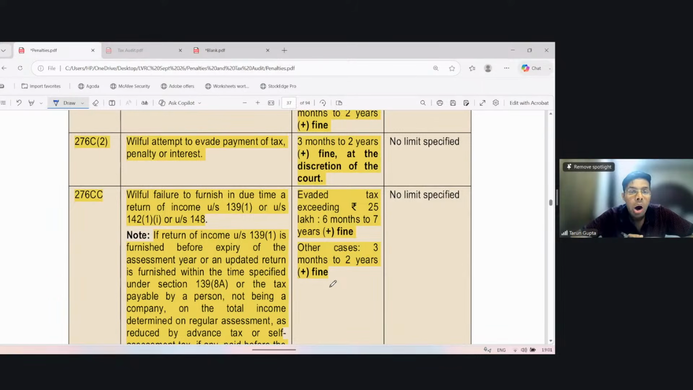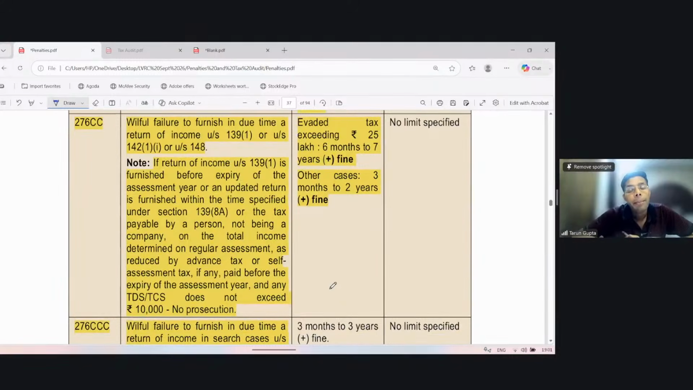Okay. However, if the return of income under section 139(1) is furnished before the expiry of the relevant assessment year, or an updated return is furnished within the time specified under section 139A, or tax paid by a person, not being a company, so this benefit is not given to a company, if the tax payable on the total income determined on a regular assessment does not exceed 10,000, then in such case there are no prosecution proceedings.